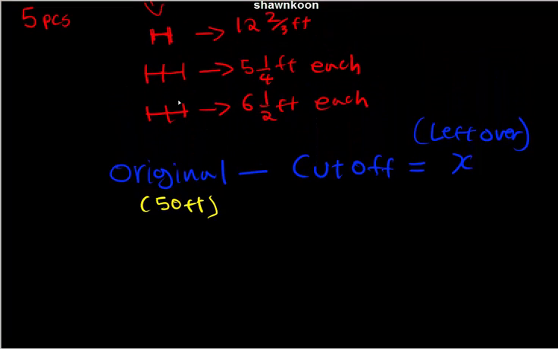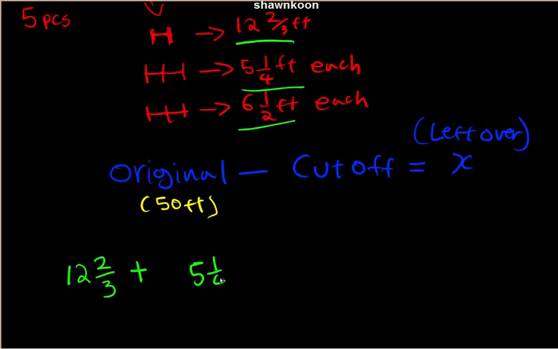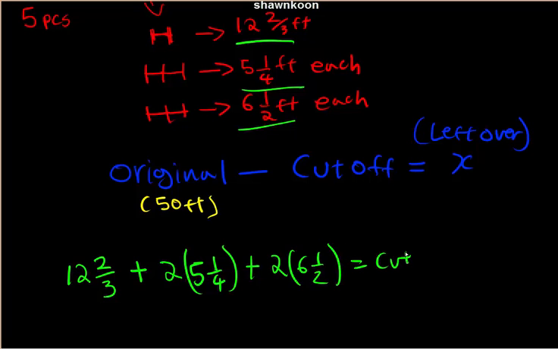So in order to find the cutoff length, we would add all these, right? We would add all those. So the first piece was 12 and 2/3 feet. And what about the next one? The next one was 5 and 1/4 feet. But there are 2 of those, so we have to multiply by 2. And plus 2 of the 6.5 feet, right? And that should give us what? The cutoff length.